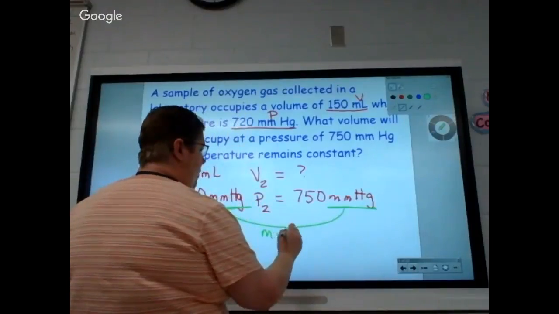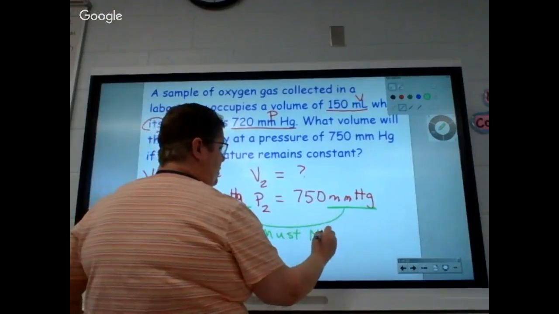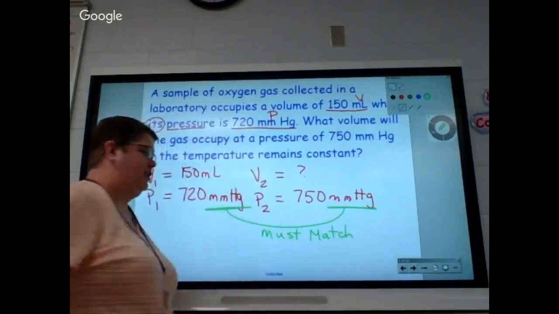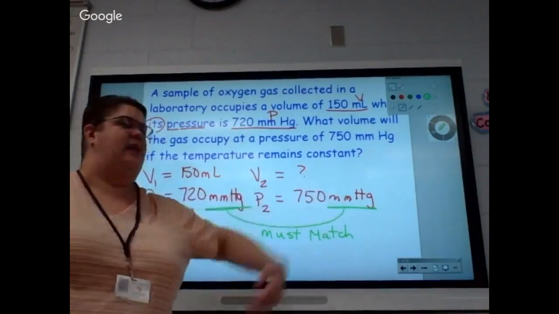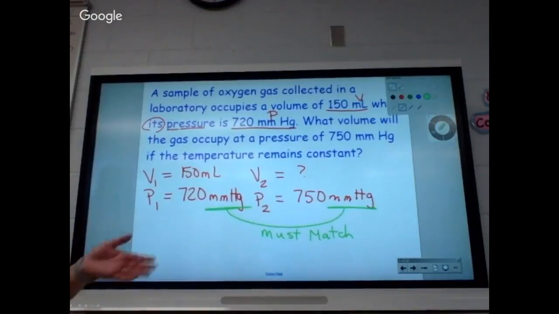These units must match. Okay? That's it. Those units have to match. As long as they match, you can solve. If they don't match, you have to make them match. Does it matter what units they match to? Absolutely not. Okay? Let's just say this one was an atmosphere and that one was an mmHg. You can make them both atmospheres. You can make them both mmHgs.